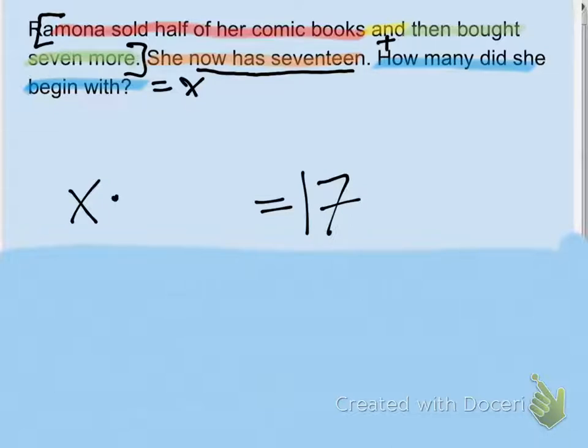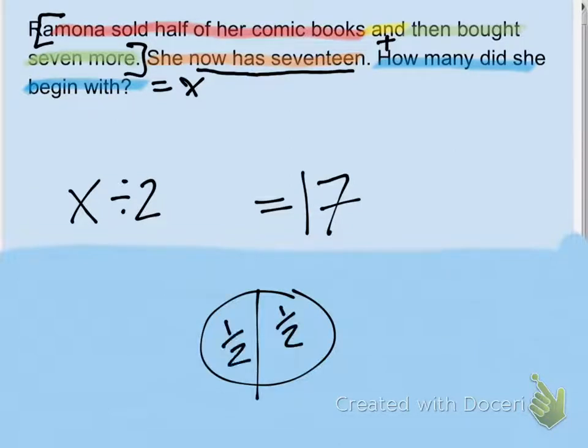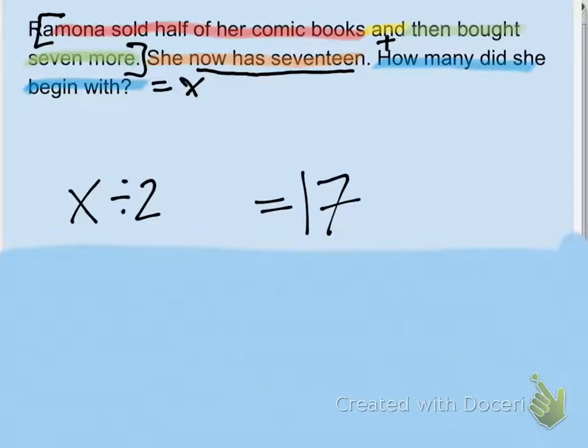Two ways I could write that: multiply it by half or divide it by 2. Because that means half. If I got my cake and I cut it into 2 pieces, each piece is 1/2. I divided my cake by 2, and it's 1/2. But then I bought 7 more. I don't need parentheses because we would still be following the order, but I just want to make sure that you guys don't think that they're together.